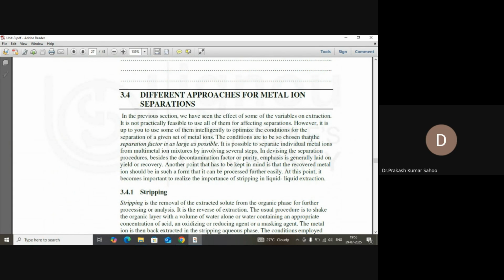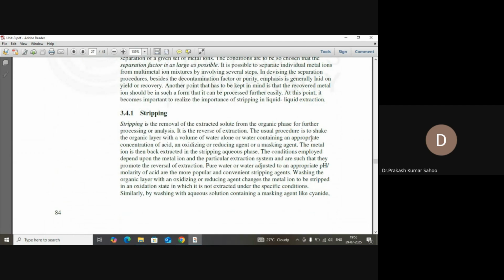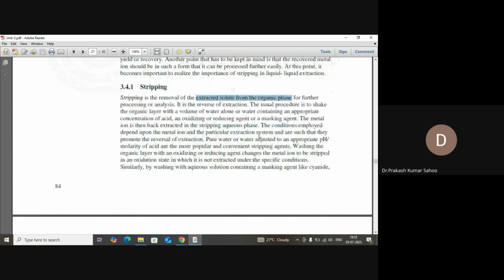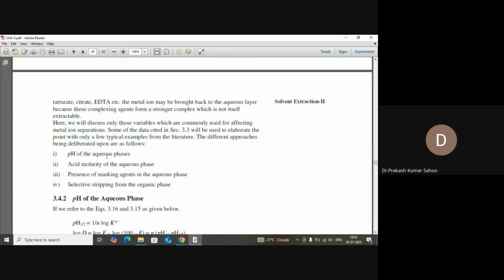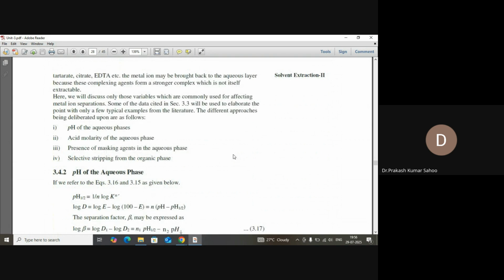Different approaches for metal extraction: stripping. It is the removal of extracted solute from the organic phase for further processing or analysis. It is known as stripping. For this process, EDTA, citrate, tartrate, these types of extractants and masking agents are used, and the pH of the aqueous phase, acidity, molarity, presence of masking agents, selective stripping.